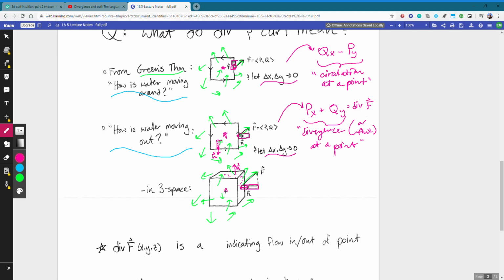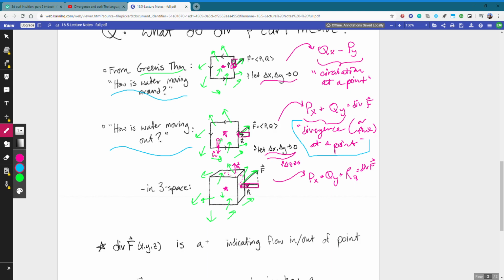And if we go ahead and do that, and then let the cube shrink, so let change in z go to 0, then what pops out is the function px plus qy plus rz. Right, and again, exactly the divergence of our vector field. And so our divergence function, the physical interpretation for it is that it is telling us divergence at a point. In other words, the divergence of a vector field at a point is a number indicating the flow of our fluid in and out of the point.